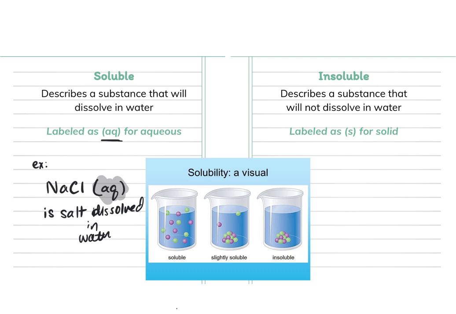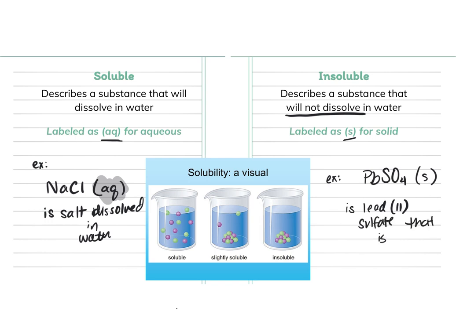It's something that's soluble. On the converse, if we have something that is insoluble, something that will not dissolve in water, we will label it S for solid in that chemical formula. So for example, we might see lead 2 sulfate. Lead sulfate does not dissolve in water, and this is an insoluble product. When we form this, you'll see that insoluble stuff sticks together at the bottom of a beaker. It separates itself, whereas a soluble material will totally dissolve and spread itself out.